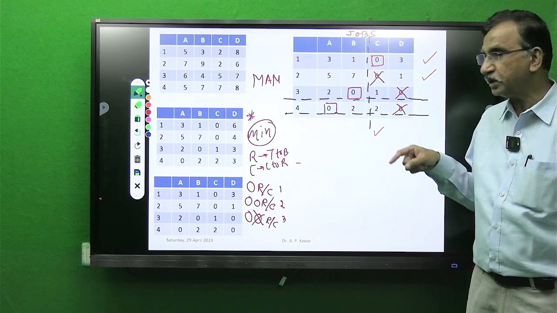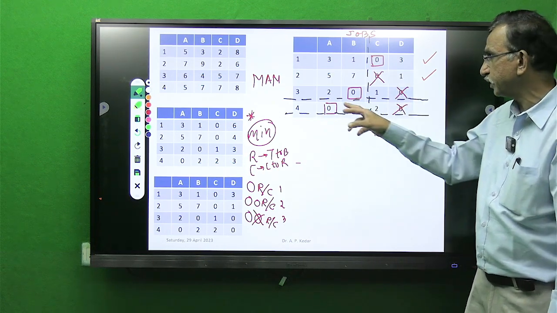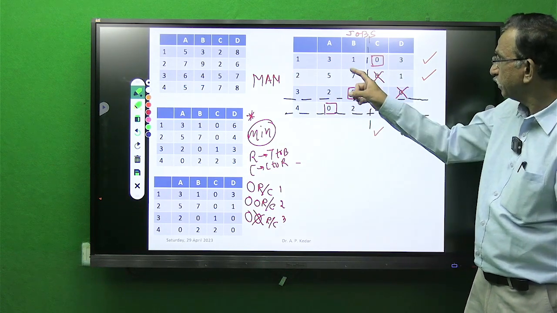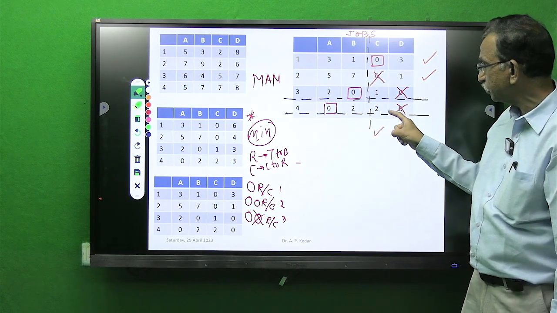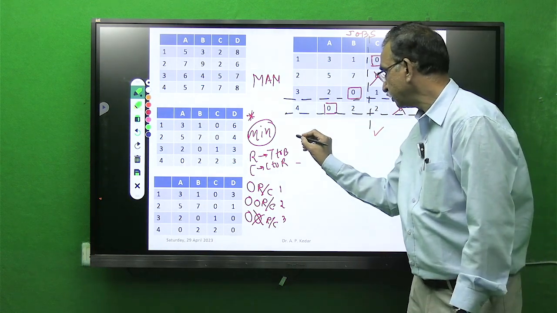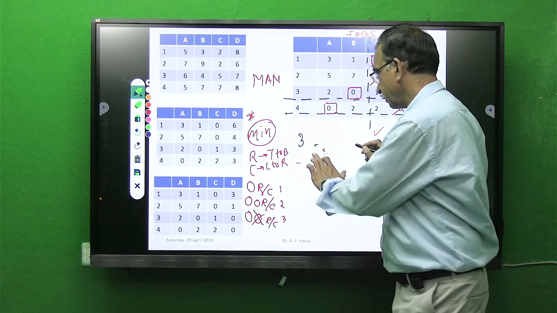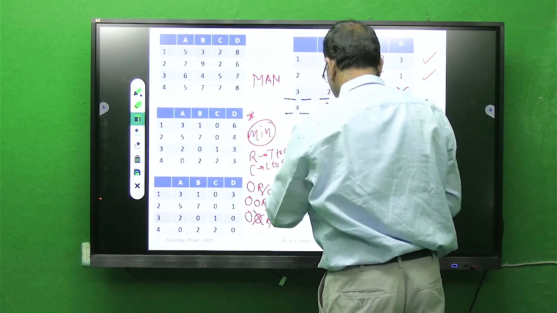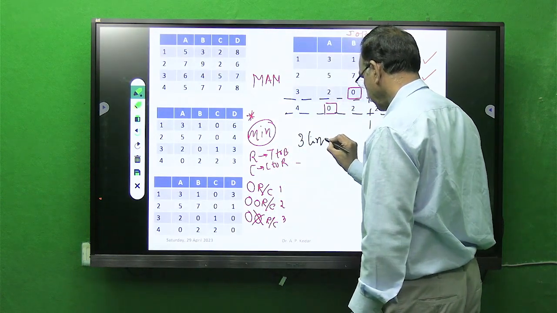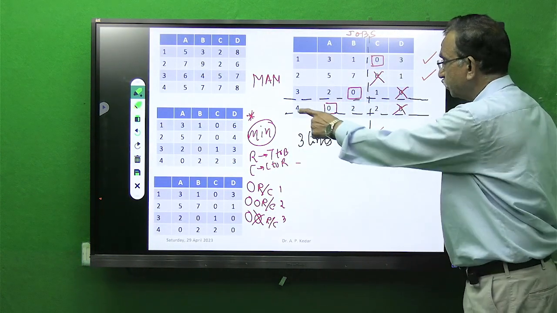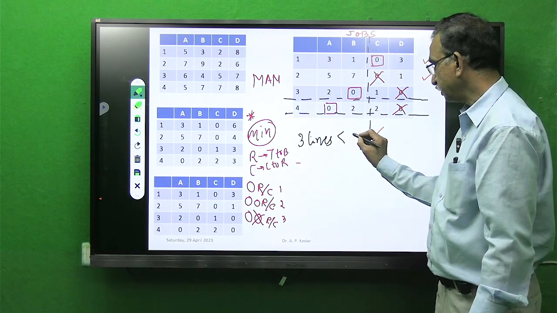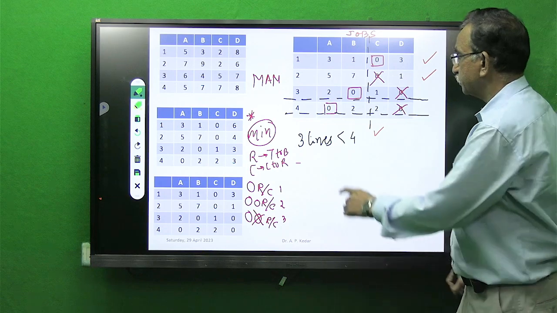Students, see, is there any 0 which is not covered by these 3 lines drawn in black color? All zeros are covered by these lines. And how many lines are there? 3 lines. These are only 3 lines which cover all zeros, which is less than 4, the size of the 4 by 4 matrix.